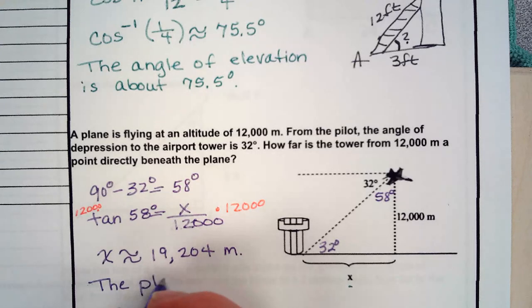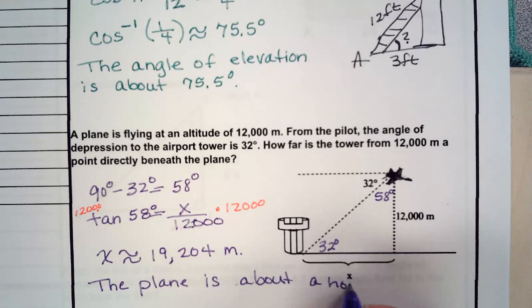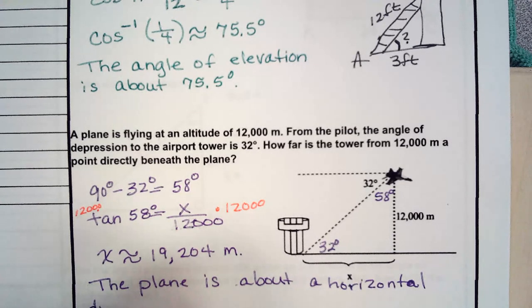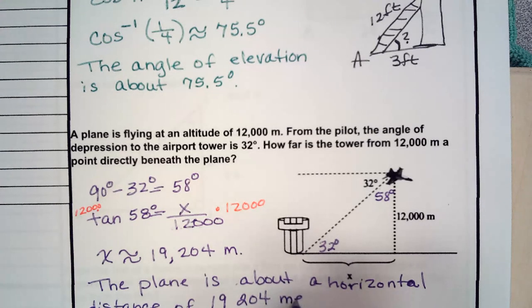The plane is about a horizontal distance of 19,204 meters from the tower.